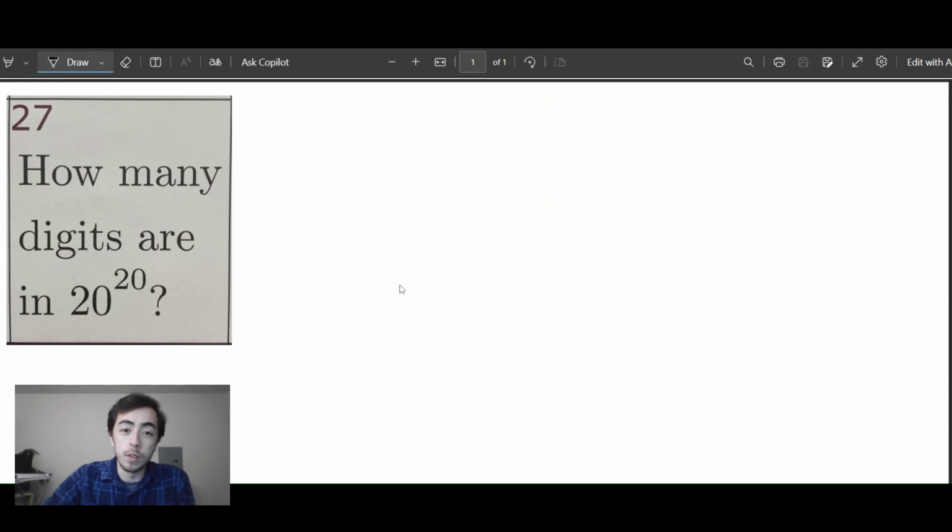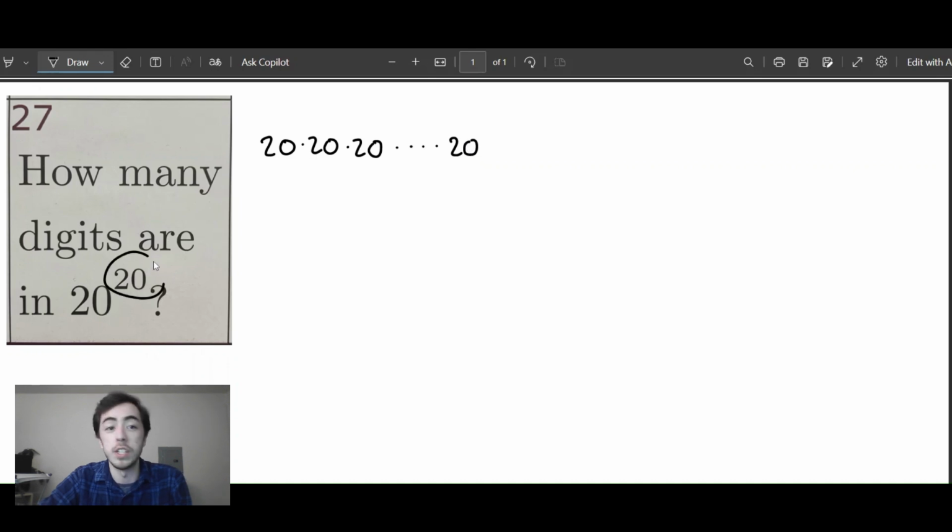Well, one thing we could do, it'd be a little silly, is to multiply out all of these 20s. There would be 20 of them, because that's just the meaning of exponentiation: raising something to the power of 20 means that I have 20 of them. So I could just figure out what this number is, but it seems like it's going to be obnoxiously large. I'd rather think through this a little bit more smartly, I guess.